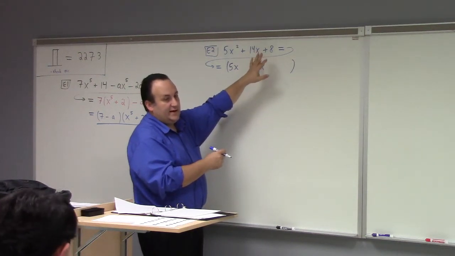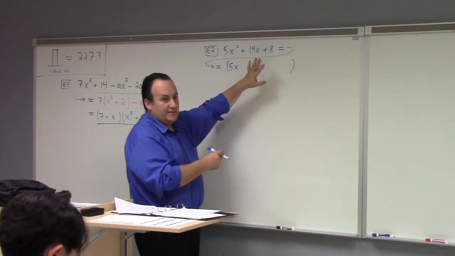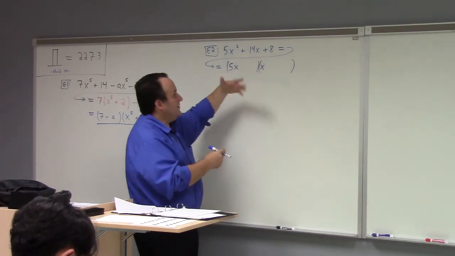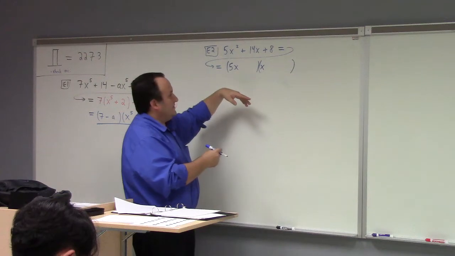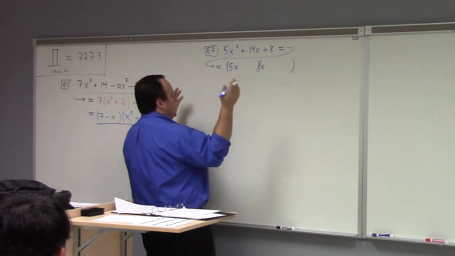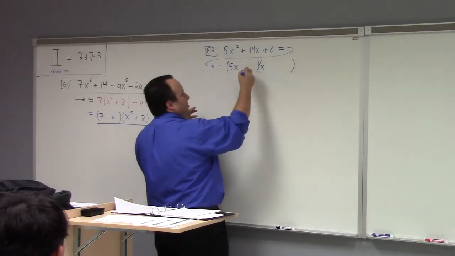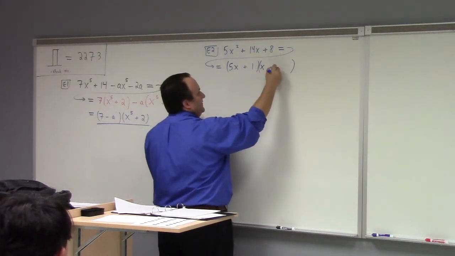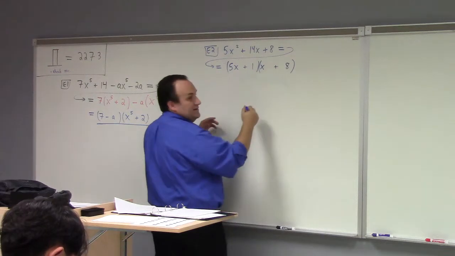How can we get 8? We can get 8 from 1 times 8 or 2 times 4 or minuses times minuses. I don't think we need minuses. Everything's plus. So let's try 2 and 4. See what happens, right? Let me try 1 and 8 to show you, because it won't work. I'm making it not work on purpose, okay?